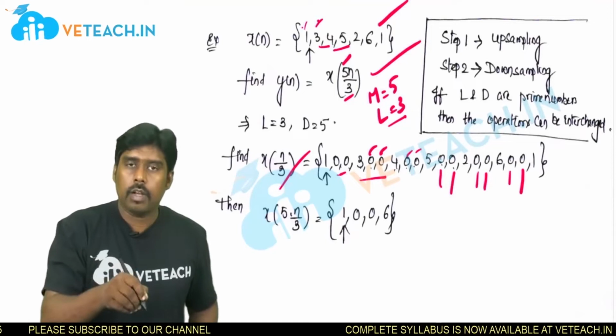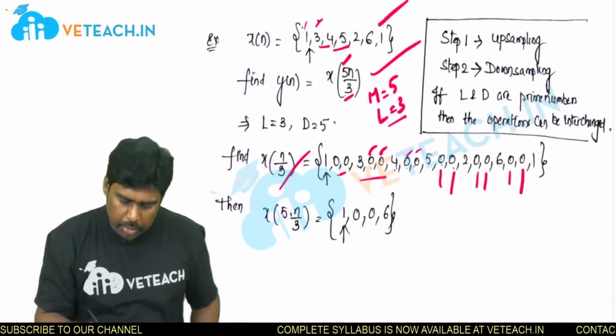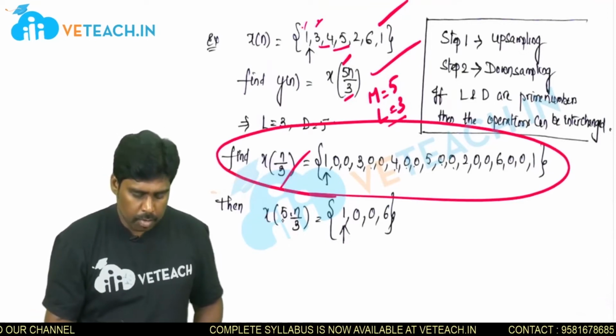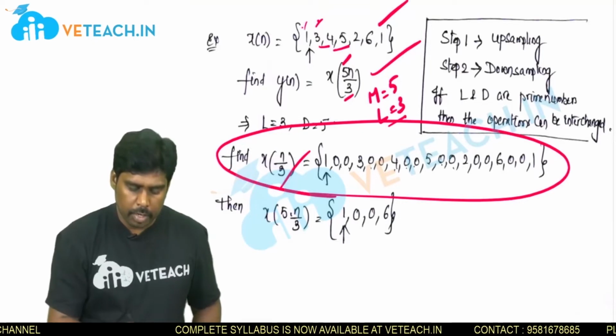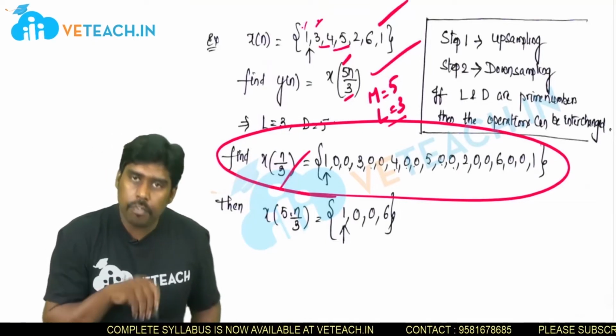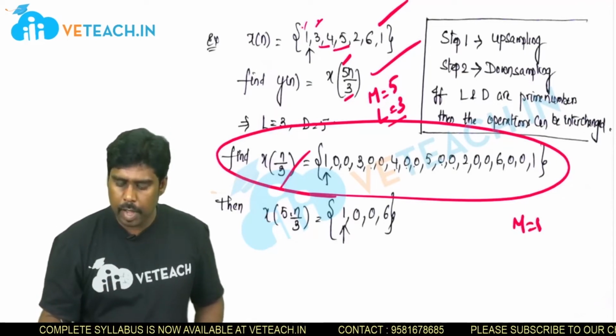So first perform the L operation. Now on this result, let us perform the M operation, that is 5 into n by 3. We already have the result for n by 3. Now we need to find x of 5 into n by 3. So 5 means the M value is 5.